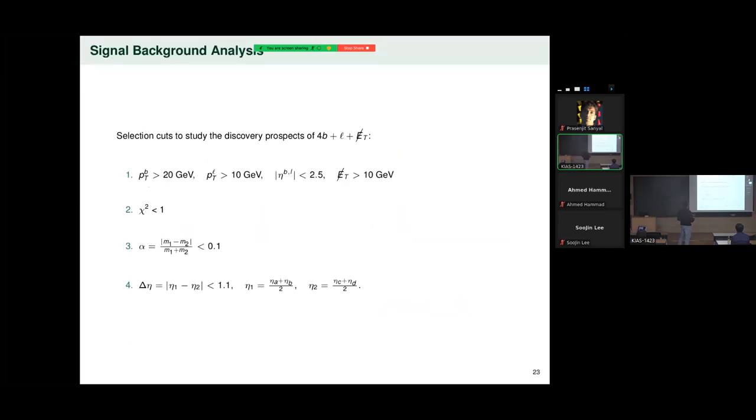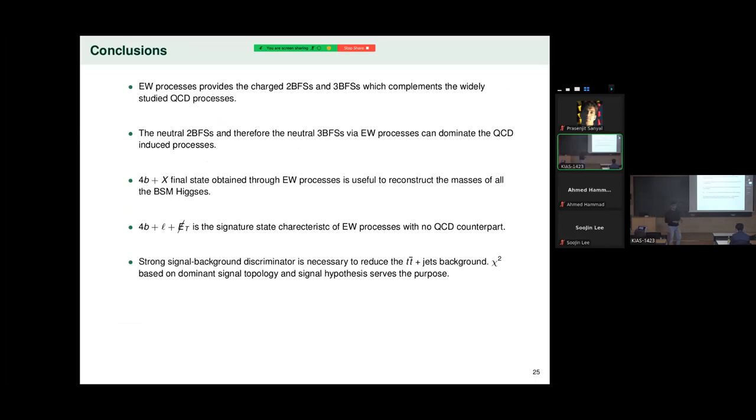So anyways, let me now conclude. To understand the electroweak symmetry breaking via the Higgs mechanism, we need to probe all the Higgs bosons in the framework. The electroweak process provides the charged 2BFS and 3BFS, which are not possible in the QCD process. And the neutral 2BFS and 3BFS have both electroweak and QCD contributions. But since we are focusing on the fermiophobic scenario, this neutral 2BFS or 3BFS can overcome the QCD processes. So in scenarios with fermiophobic Higgs, just like in type 1 2HDM, the electroweak processes are more important than the QCD processes.